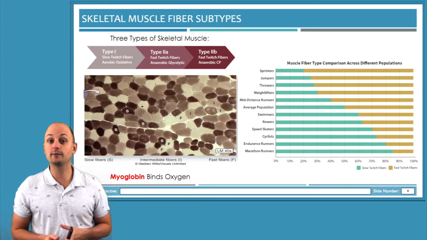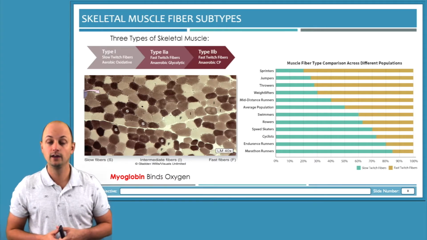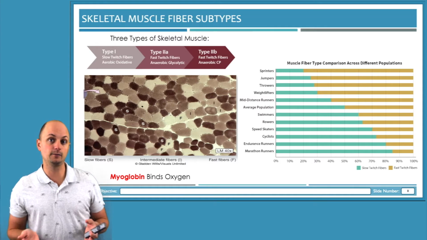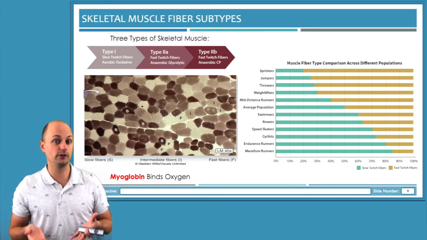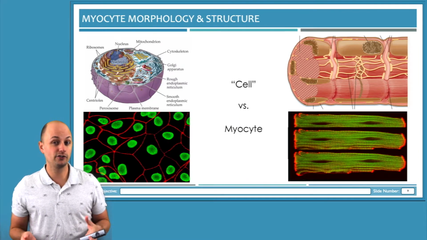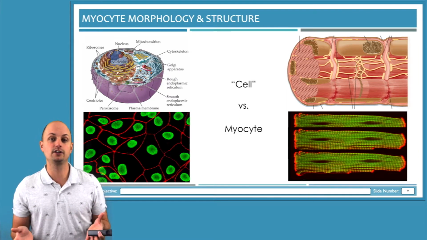So we left off talking about different types of muscle fibers. And even though there's differences between them, these muscle fibers have more in common with each other than they do with other cell types. Muscle in general has a really unique morphology or shape.